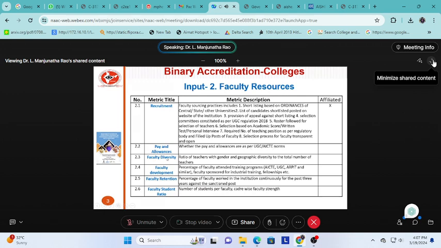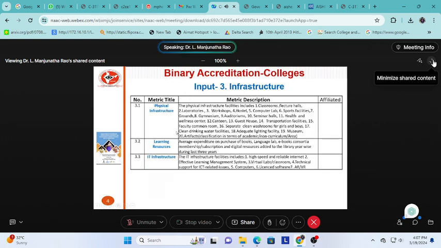Faculty diversity, that means how many faculty members are from various states or various countries. Faculty development, percentage of faculty attended training programs, that is faculty improvement programs conducted by AICTE, UGC, RPIT and similar bodies. Faculty retention, how many faculty members have continuously worked for 3 years in the same institution. Faculty student ratio, that is how many students are taught by how many faculty.